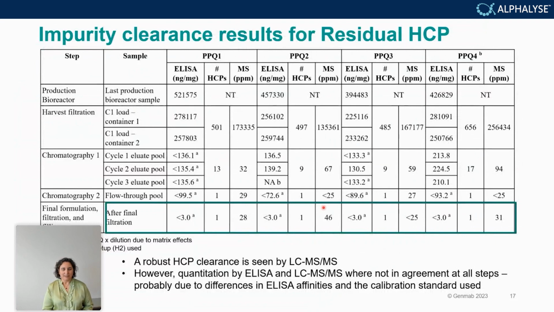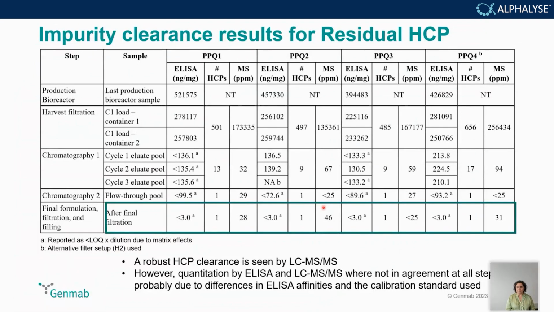And here are the results. Sorry for having a very busy slide. I will try to guide you through it. So we have the 4 PPQ batches, and in the first column we have the ELISA results. In the second column, we have the number of HCPs, and in the third column within each PPQ batch, we have the MS results as a quantitative result.